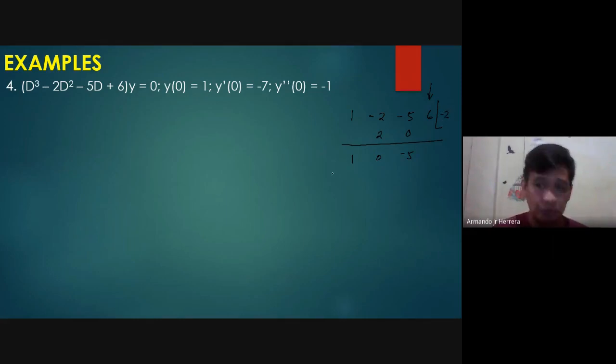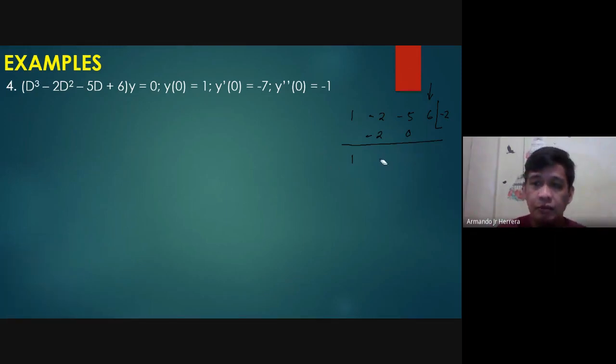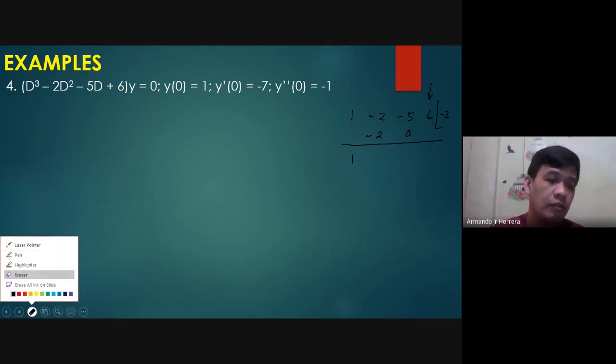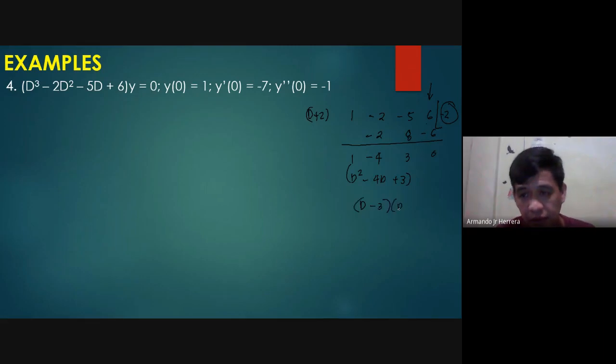So let's try negative 2. So this becomes 1, this is negative 2. So let's erase this. Okay, so this becomes negative 4. This becomes positive 8. This is 3. This is negative 6, 0. Then this is a root. So therefore, d plus 2 is a factor. So from d plus 2 is a factor, and this becomes d squared minus 4d plus 3. This gives us d minus 3, d minus 1.